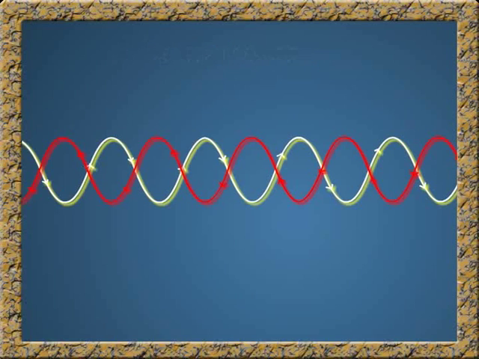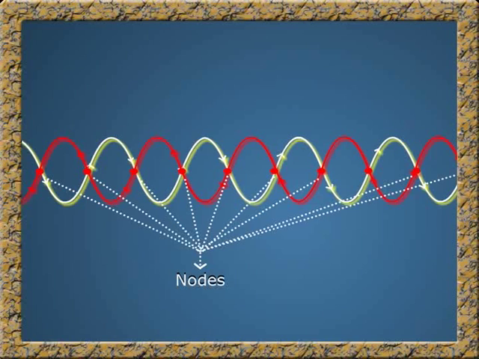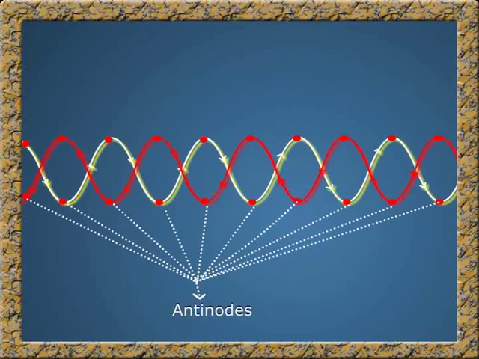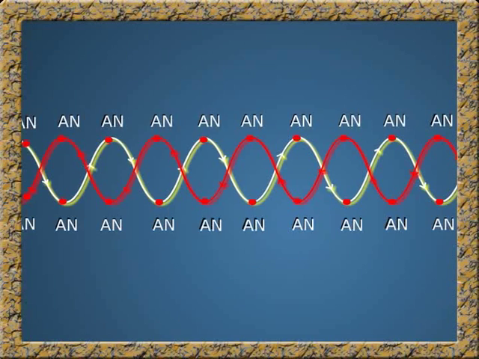The single string appears as double because of the formation of loops or segments. In a standing wave, there are particles which undergo minimum displacement. These points are called nodes and are shown by N. Similarly, there are particles which undergo maximum displacement, and these points are called antinodes, as shown by AN.